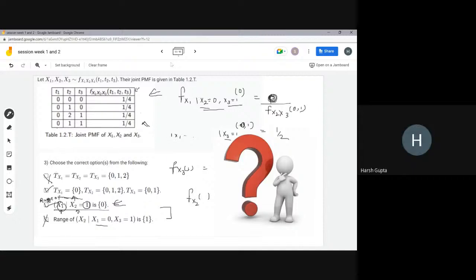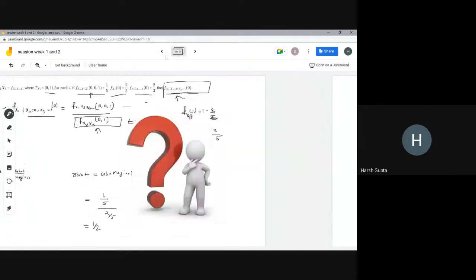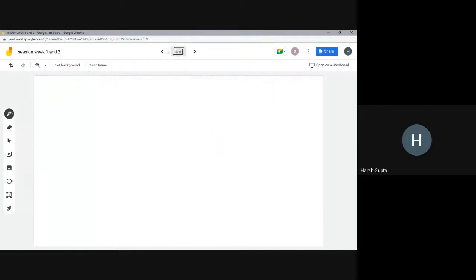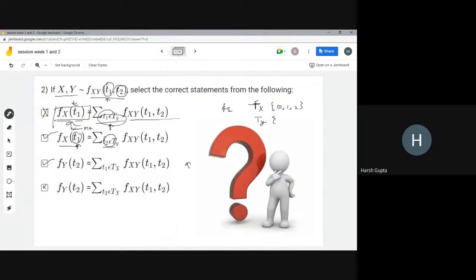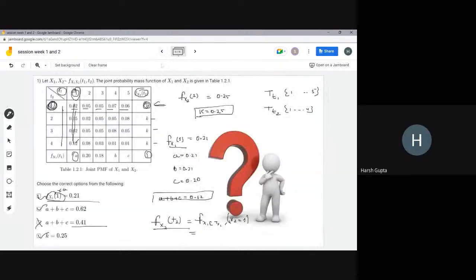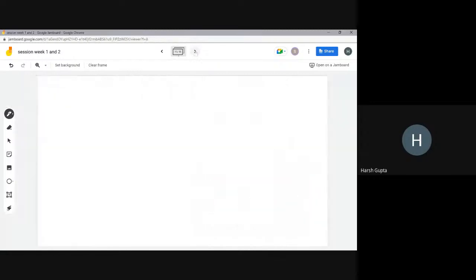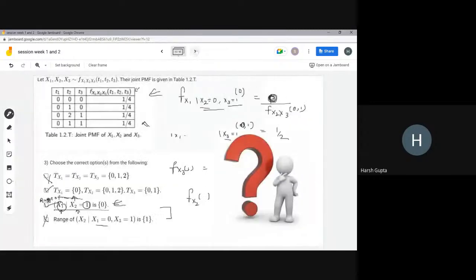See, the basic problem is that when it comes to two variables, we can make a matrix-like form, like this. But when it comes to three variables, we cannot create a 3D matrix. That's why we are showing it like this. But still, this table tells the whole story about the joint, marginal and conditional. Am I right?